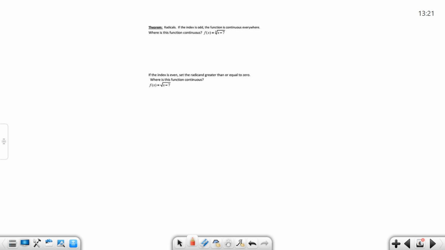Okay, the next thing we have is radicals. It says if the index is odd. Okay, so what I'm referring to as the index is this little 3 right here. 3 is an odd number. If the index is odd, the function is continuous everywhere. So I ask you, where is this cubic function continuous? It would be continuous everywhere. The reason for that is that you have imaginary numbers on square roots. You don't have imaginary numbers on cubed roots. And so that's why that one would be all numbers.